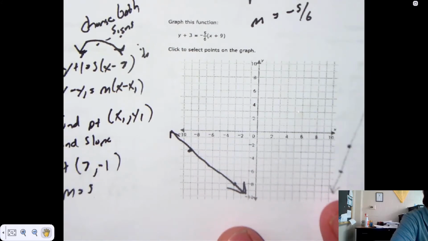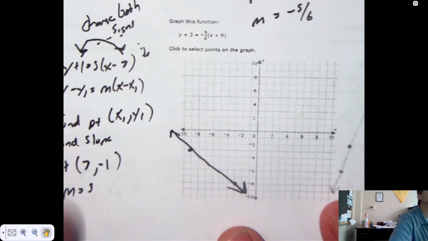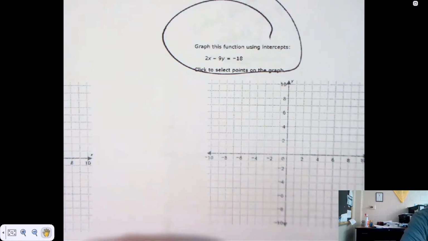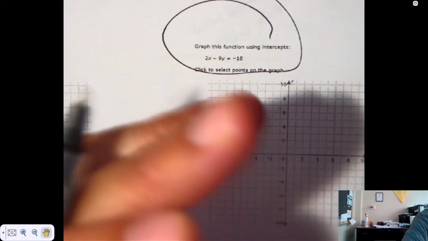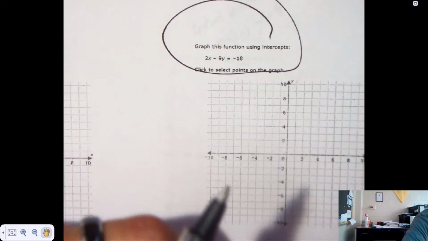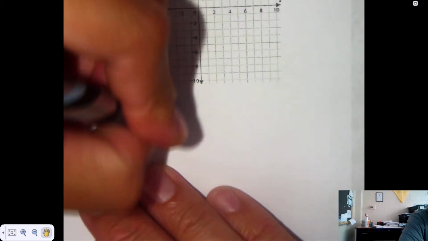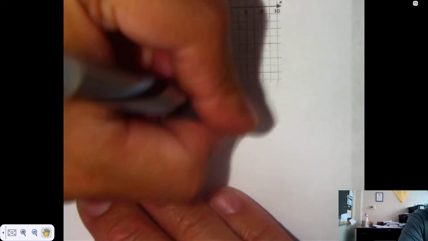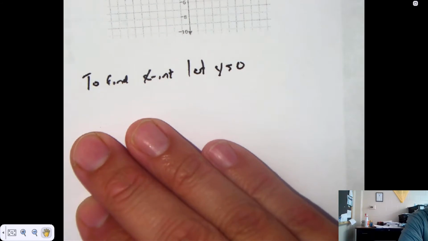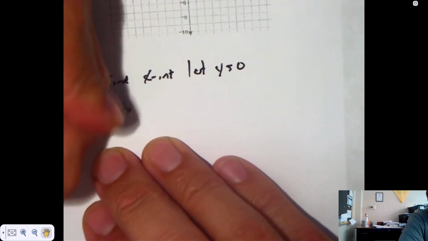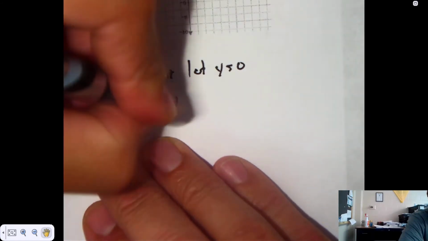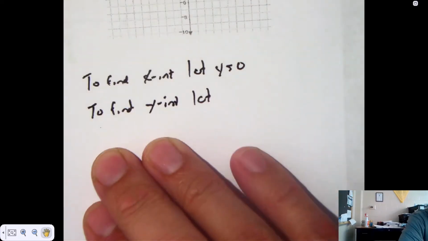I'm a little shy of time and I want to get one done. It's going to be the last one. It says graph the function using intercepts. Now you can convert to y equals mx plus b, but you can introduce fractions. So I'm just going to make some quick notes. To find an x-intercept, let y equal 0. To find a y-intercept, let what? X equals 0.